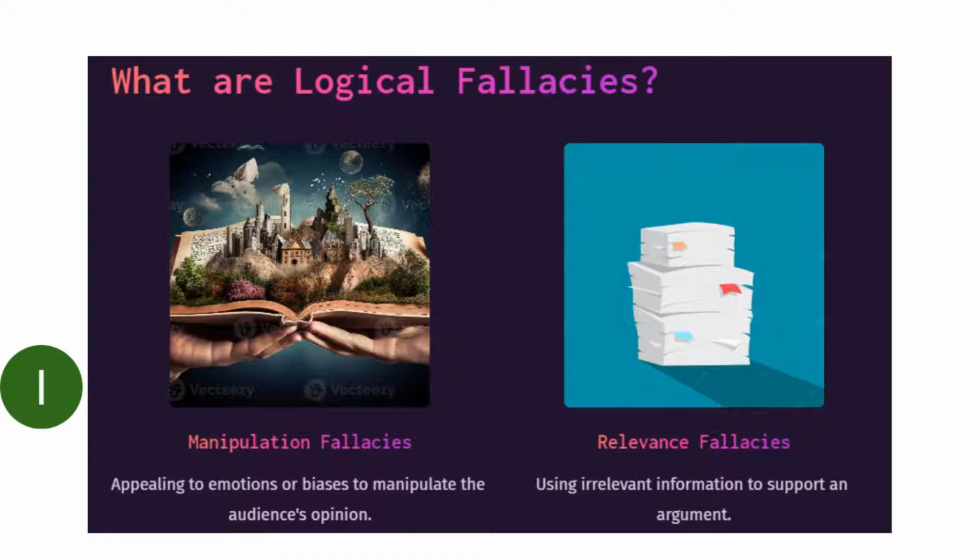Now, what are actually the logical fallacies? Logical fallacies are broadly falling into four categories. Number one is manipulation fallacies, appealing to emotions or biases to manipulate the audience's opinion.